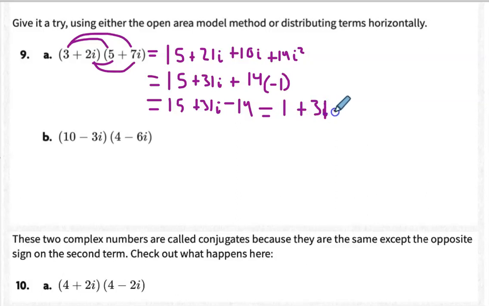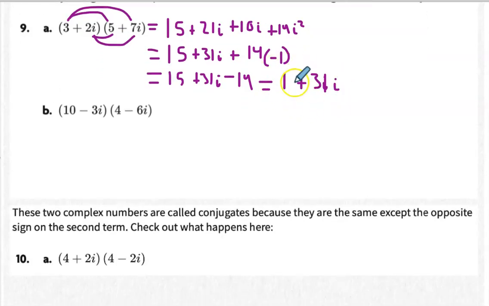Whoops. There we go, 31i. Okay, so when you're multiplying and adding and subtracting, you should never, ever have an i squared in the end. You should always have your real part, which is just a number, and your imaginary part. There would never be anything with an i squared. All right, let us try another one here.